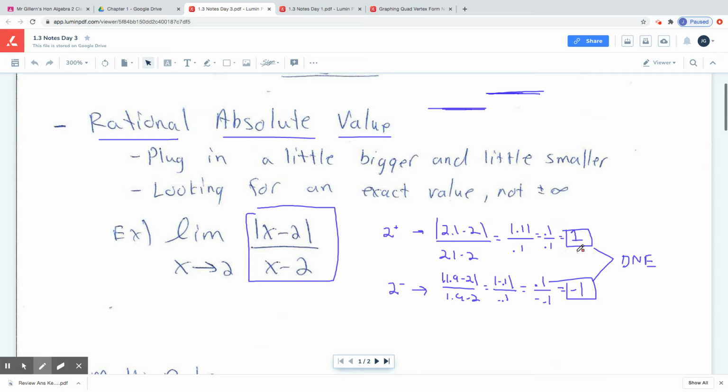If they were the same, if they're both 1, then the limit would be 1. If they both were negative 1, the answer would be negative 1. In this case, it does not exist because they are different. So anytime you see a fraction with an absolute value in it, this is how you're going to approach it.